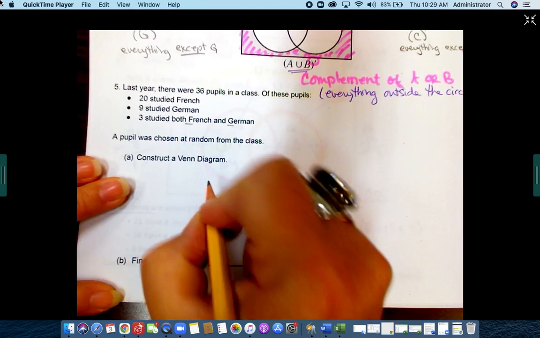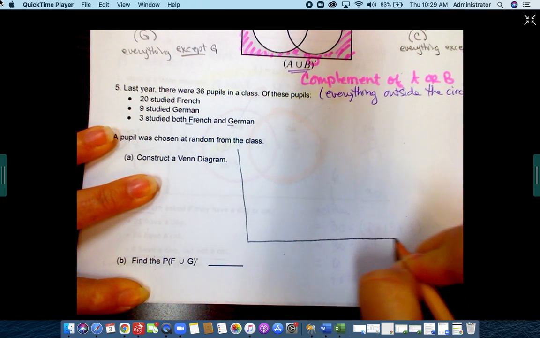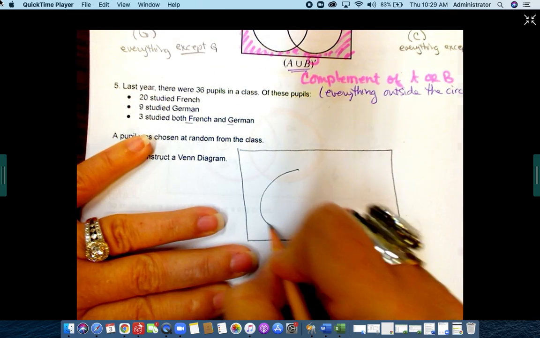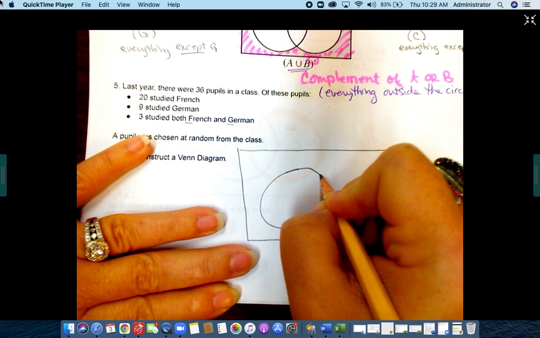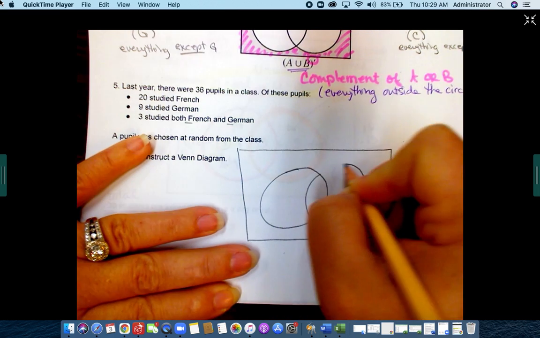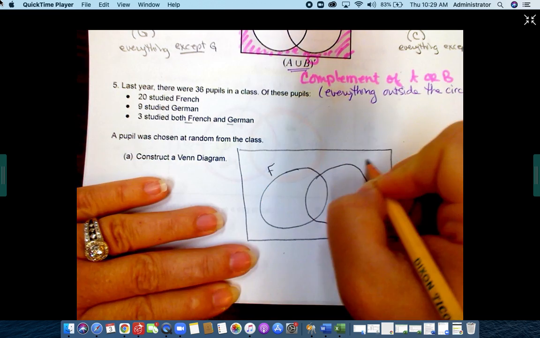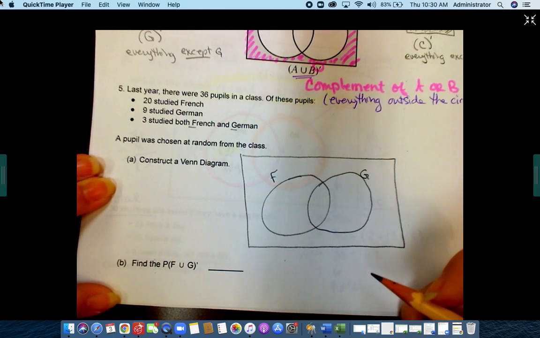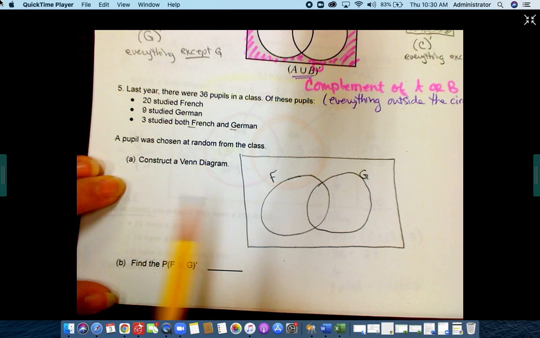So that tells me in my Venn diagram that I'm going to be using F and G to represent students taking French. And remember about 1:30, 2 o'clock up here, students taking German. So I'm going to do F and G. All right. So next, we've got to build this correctly.